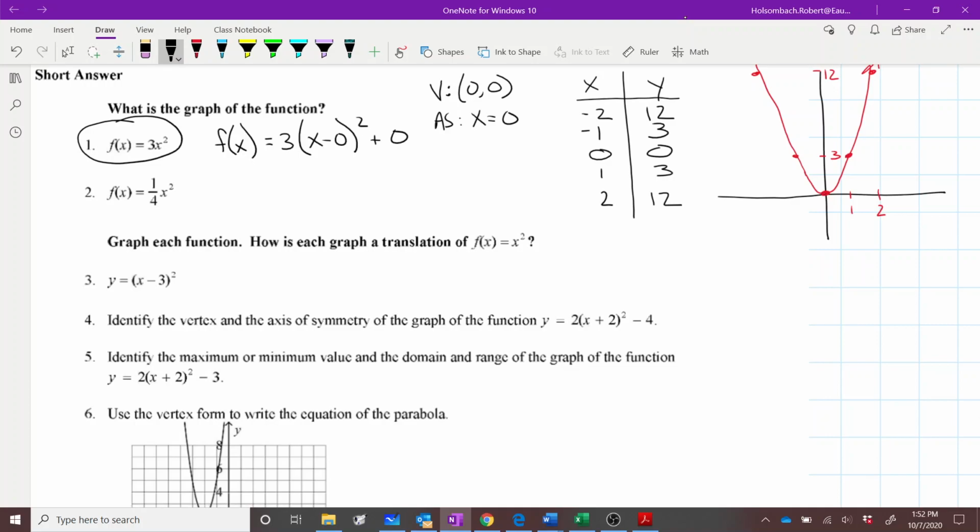Now, number 2 on this study guide here would be done the same way. It's just you're going to square the x and then multiply by 1/4. Just remember that this quadratic is the same as the function of x is equal to 1/4 times x minus 0 squared plus 0. Okay? Those two are the same graphs.